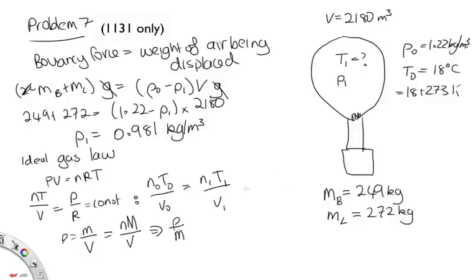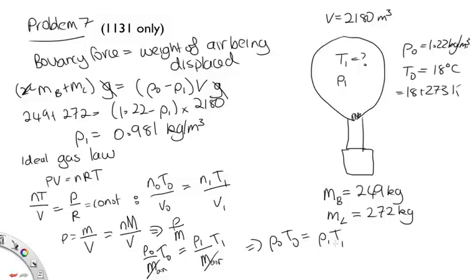Okay, so let's substitute in here. Let's write this down here. Instead of n naught on V naught, we've got rho naught on M, where M is the molar mass of air, times T naught is equal to, instead of n1 on V1, rho 1 on the molar mass, and once again this is air, times T1. So the molar mass of air cancels out, and we end up with rho naught T naught is equal to rho 1 T1.